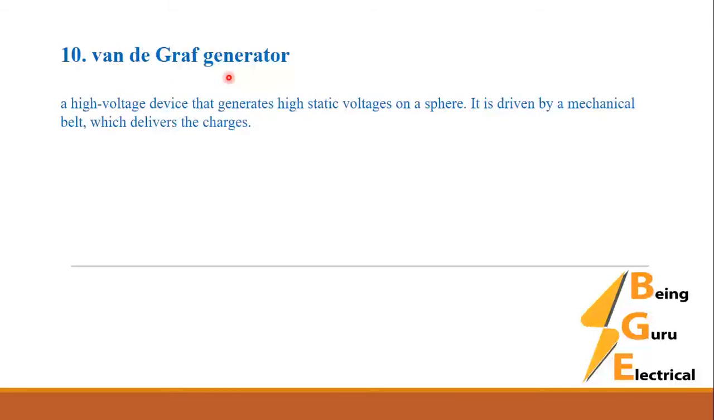So what is a Van de Graaff generator? It consists of a mechanical belt which delivers charges, and by this we can generate a high voltage device that generates high static voltages on a sphere. It is a high voltage generator. It has static electricity which is transmitted by a mechanical belt, and this belt transfers the charges to the sphere.